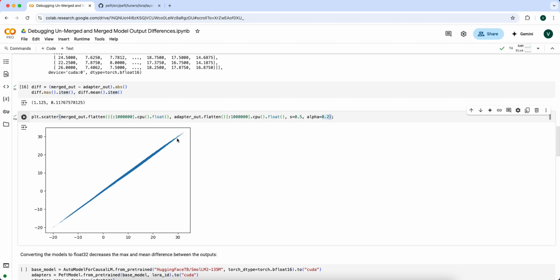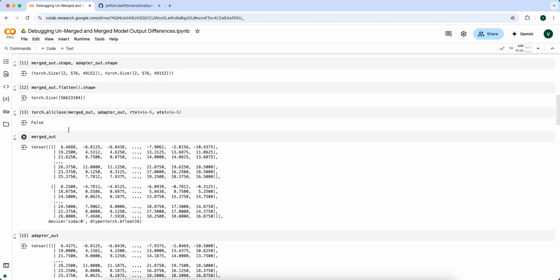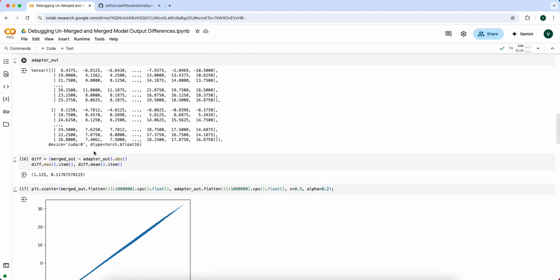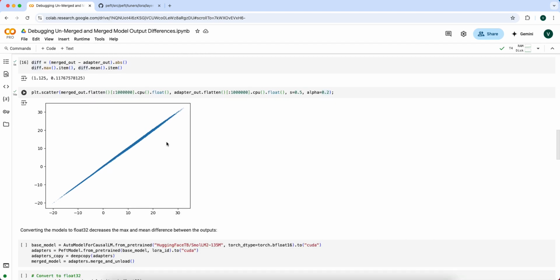So we would expect a straight line, right? At least I expected them to be equal, because I'm like, okay, I'm using the same LoRA adapters and I'm merging them, so why are they not the same? So this is setting up the problem and the motivation for this deep dive.